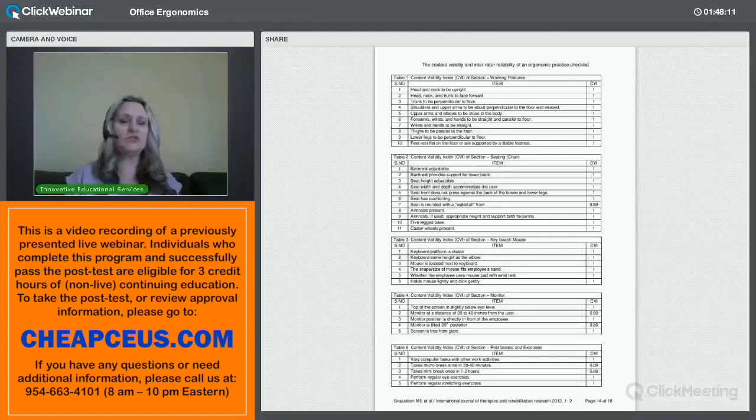And what they did in developing this tool, they tried to pick the key components that would be beneficial to really let us know if the environment is set up ergonomically appropriate. And the reason it's still draft is they tested the validity and content reliability before they distributed it. So they found that it is reliable and valid among different users, and that's what makes it very helpful. And it's a nice, easy checklist that you could almost give a patient and have them go down and check it off, or have someone else check it off for them.